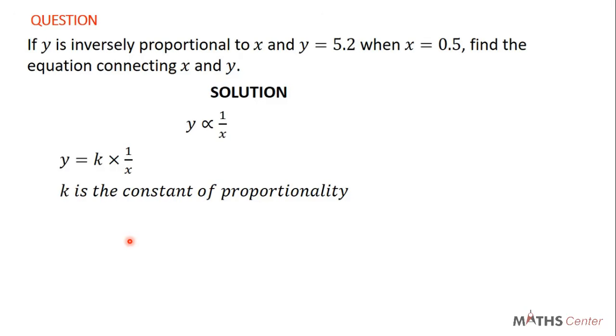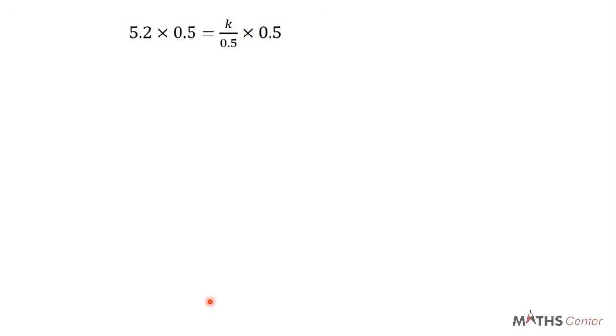K times 1 divided by x is the same as k divided by x. So we have y is equal to k divided by x. Now the question told us that when x is equal to 0.5, y is equal to 5.2. So when y is equal to 5.2, x is equal to 0.5. That means that we can replace y with 5.2 and replace x with 0.5, and that will help us to find k. If you do that, you are going to have 5.2 is equal to k divided by 0.5.